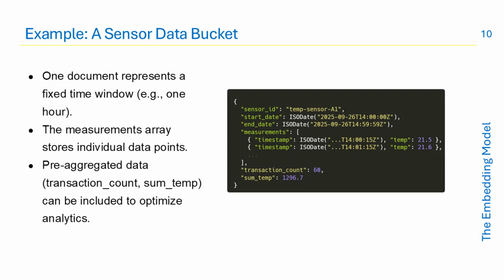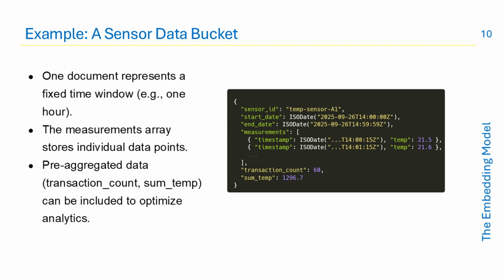Let's analyze this example document from a sensor readings collection. Instead of 60 separate documents for each minute's reading, we have just one. Notice the key fields. We have a sensor ID to identify the source, and a clear time window defined by start date and end date. The actual data points are appended to the measurements array. Each element is a small subdocument with a precise timestamp and the measured value.